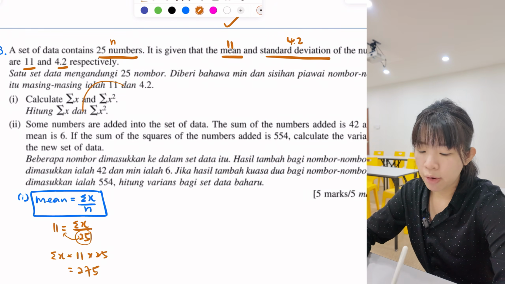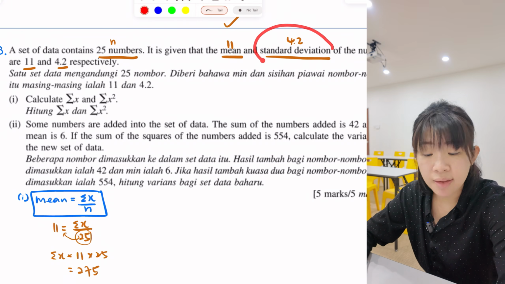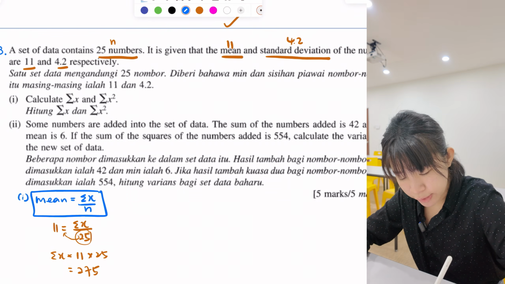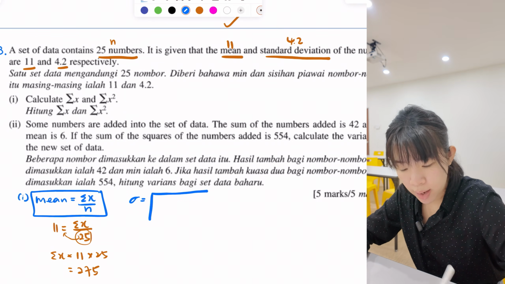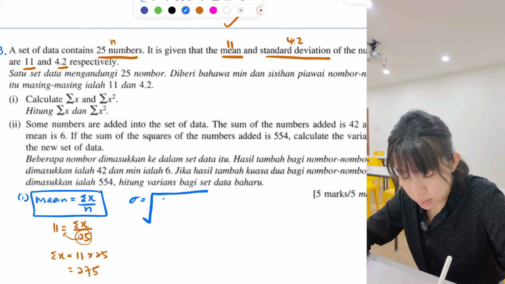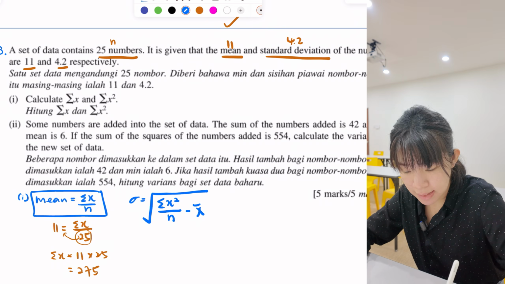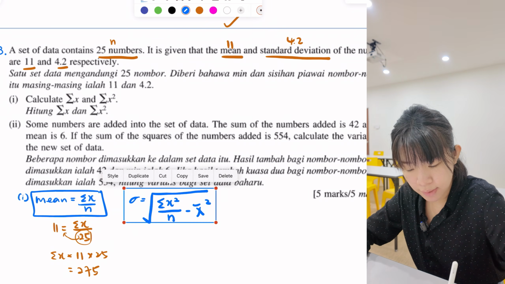Okay, next, sum of x squared, how? So sum of x squared will involve in standard deviation. Okay, let's write the formula. So standard deviation, symbol, no square, but got square root the other side. Square root sum of x squared over n minus mean square. Okay, so this is the formula for sisihan piawai, standard deviation.